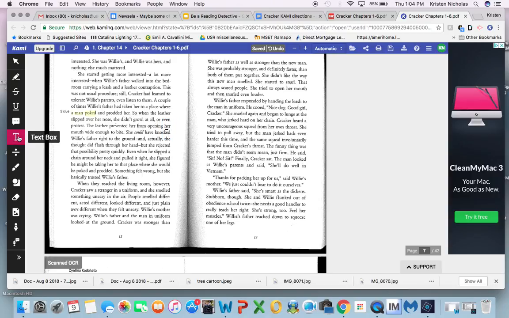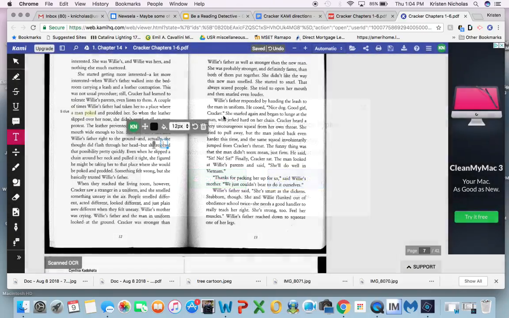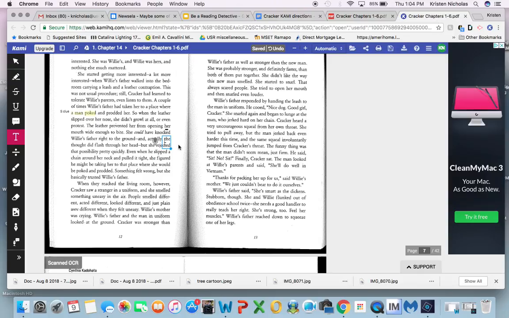Okay, let's see, I also saw rejected. We're going to put a negative here. Let's make this bigger. And again, let's move it so that it's above. So the students are asked to mark the words around it with positive or negative signs, and then to label the unknown word's part of speech. So again, I would label this.